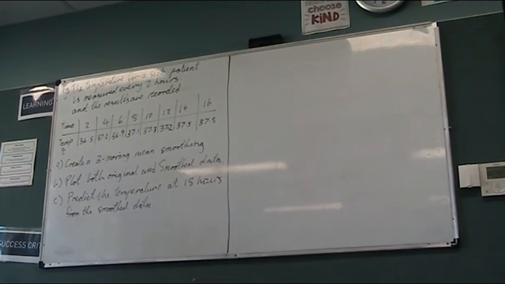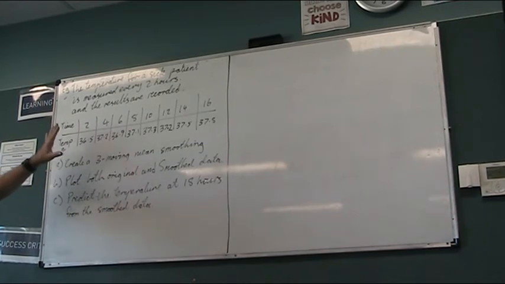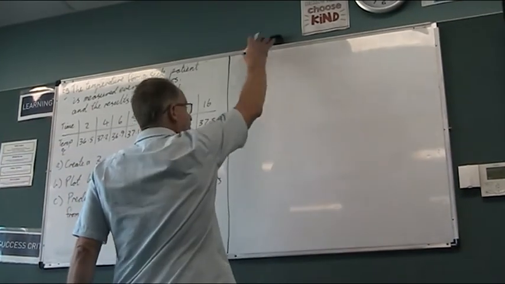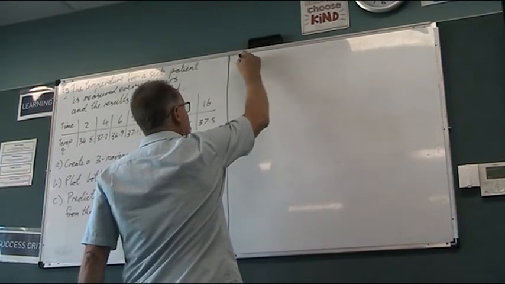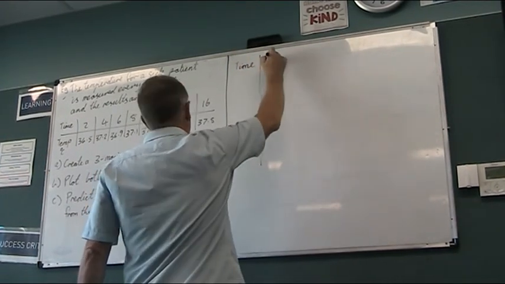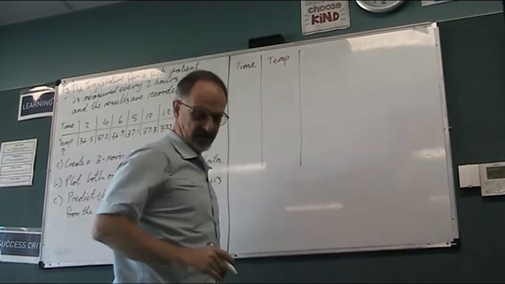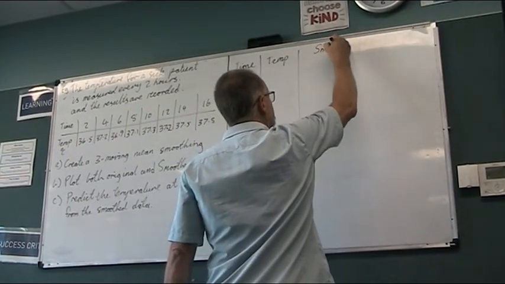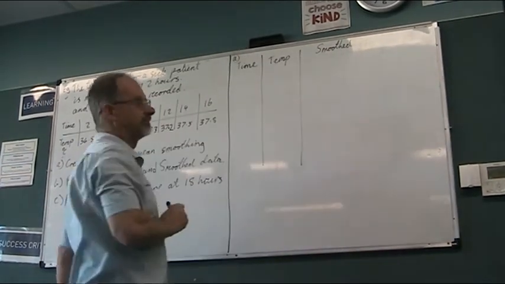Alright, to do this we need some working space. So what we would usually do is rewrite this table, and we would put it vertically, so we'll have time, then we'll have temperature, and then what we're going to do is our smooth over here. Is this for question A? This is for question A. Yep. Thank you.